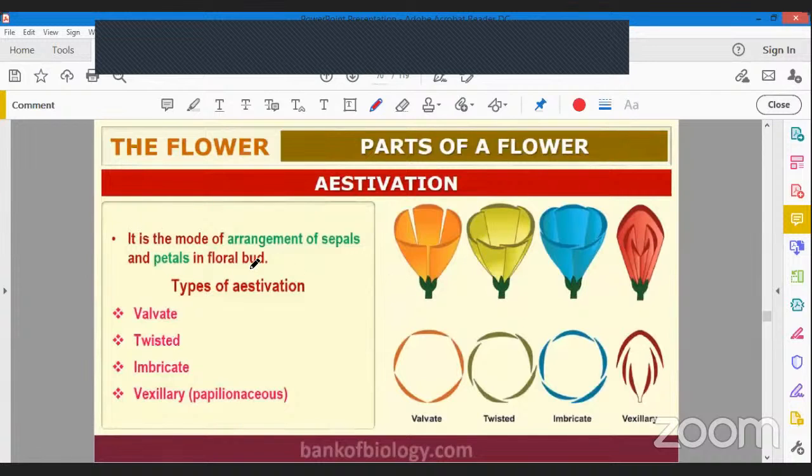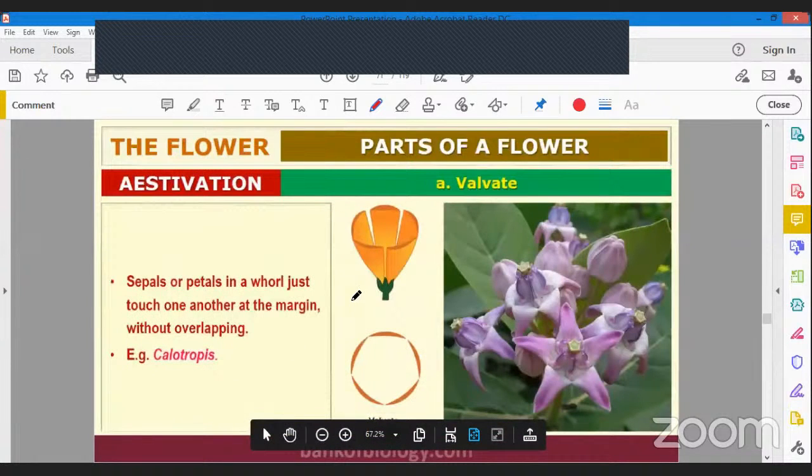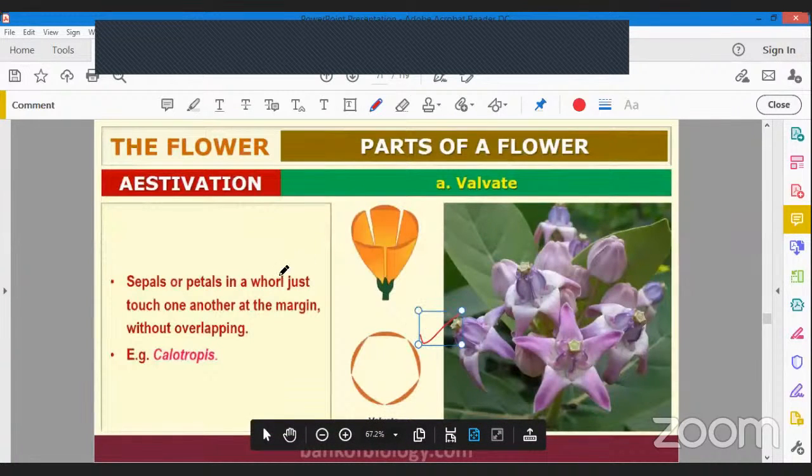So here we have different types of estivation: valvate, twisted, imbricate, and vexillary. So we'll look at valvate estivation. Students, please do take down this diagram to remember how valvate estivation looks, at least this part. Sometimes they would give the diagram and ask you to determine what type of estivation it is.